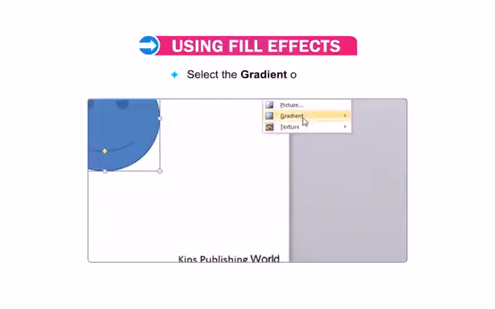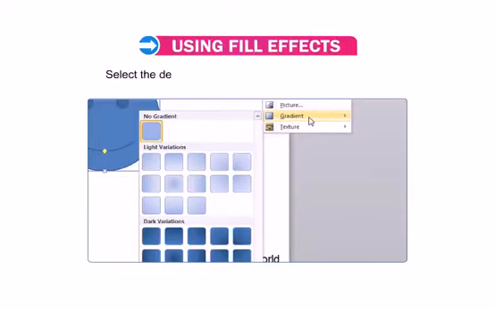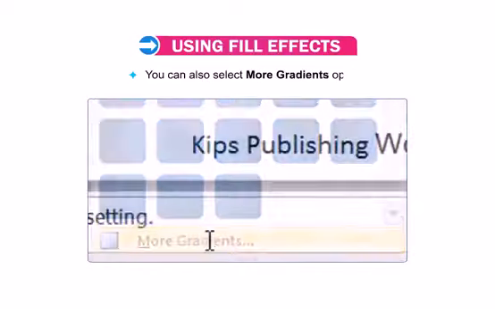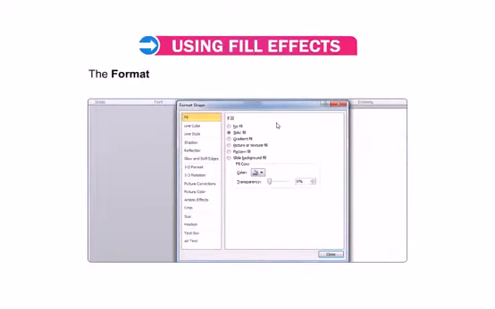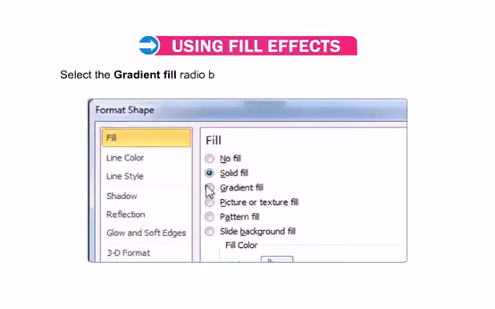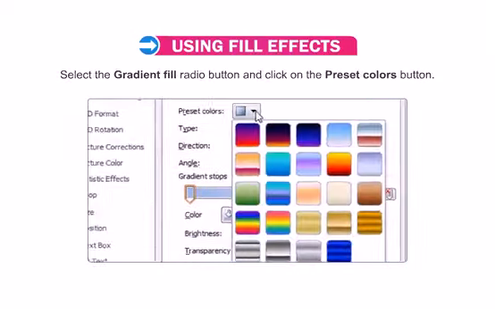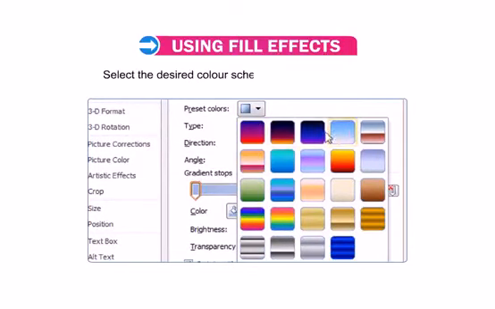Select the Gradient option. Select the desired color scheme from the displayed list. You can also select the More Gradients option. The Format Shape dialog box appears as shown in the figure. Select the Gradient Fill Radio button and click on the Preset Colors button. Select the desired color scheme from the drop-down list.